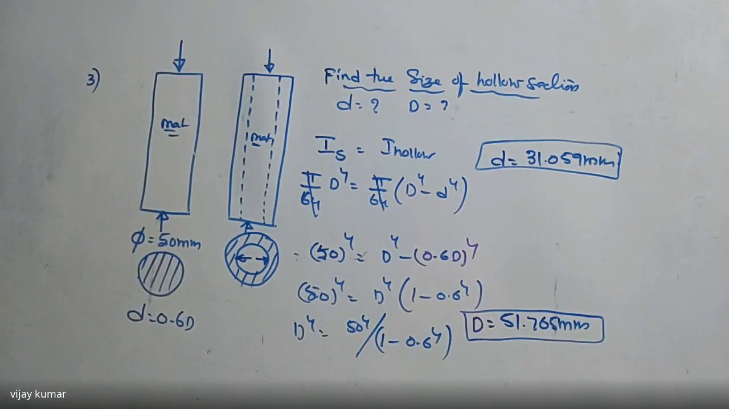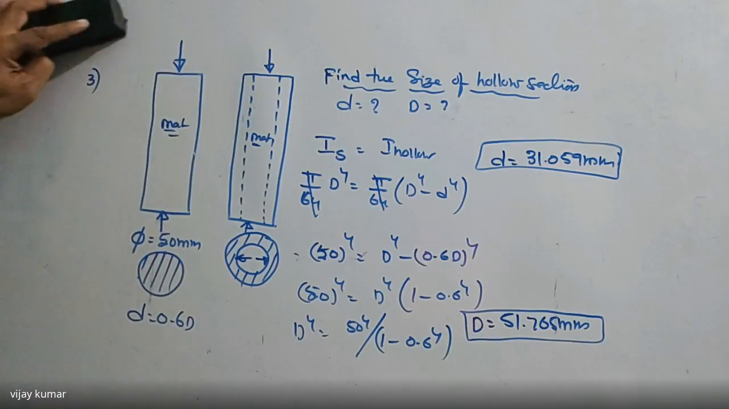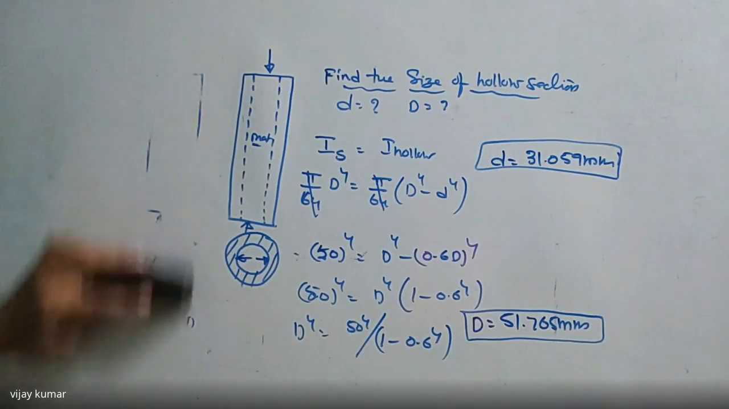So these are the dimensions of the column, which is a hollow circular column, which is given in this problem. So this is the way of calculation of the size of the column.